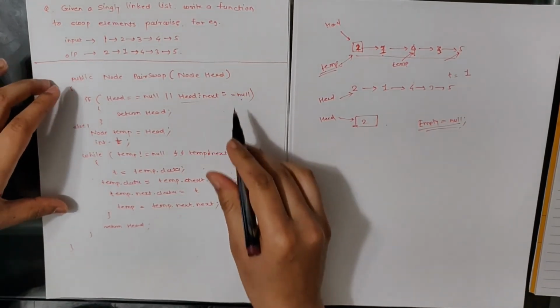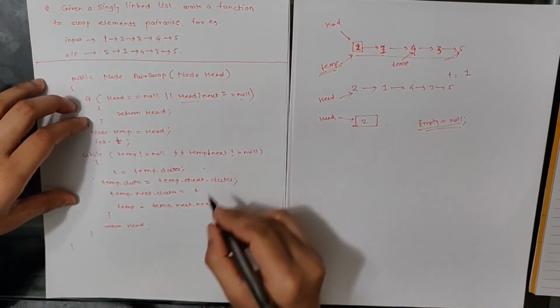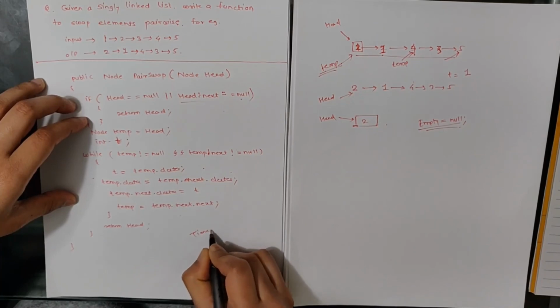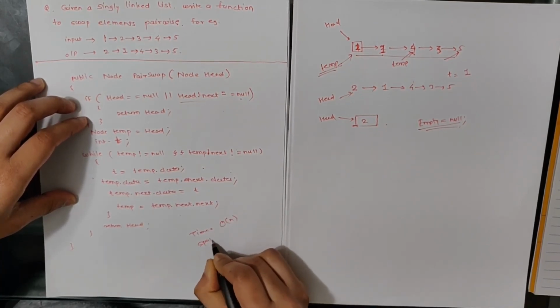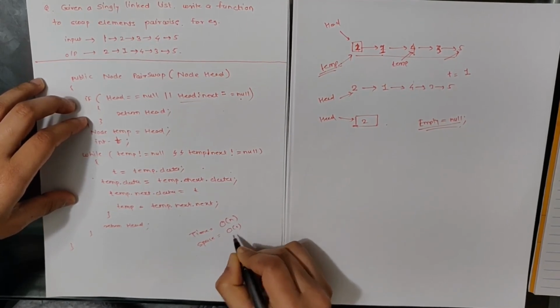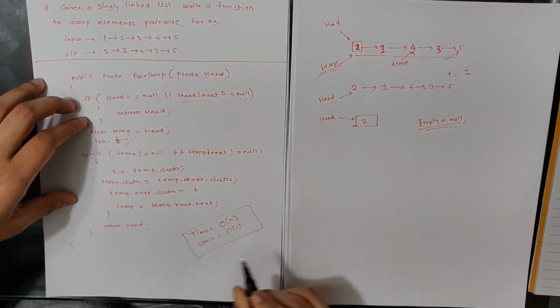So the time complexity for this will be order of n, and the space will be just order of 1, because we are not using any extra space.